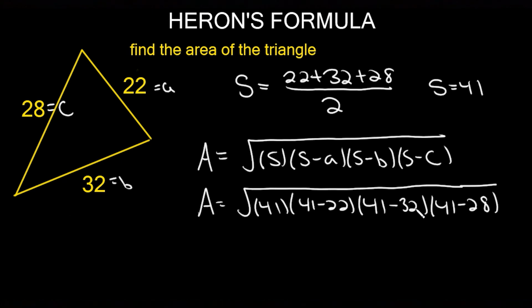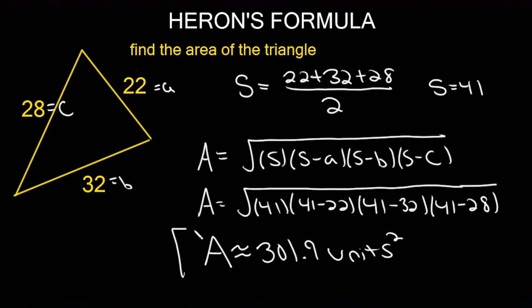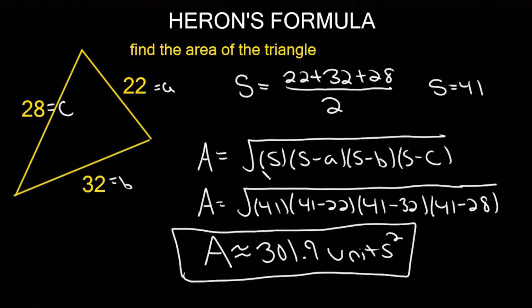I got 301.89. If I round that, I could say 301.9. So the area of this triangle is going to be about 301.9. We're not given any units here, so I'm just going to say units squared. And that's it. That is how you can use Heron's formula to find the area of a triangle. Again, this can be applied when you have all of the known sides of a triangle. And that's pretty much all there is to it.